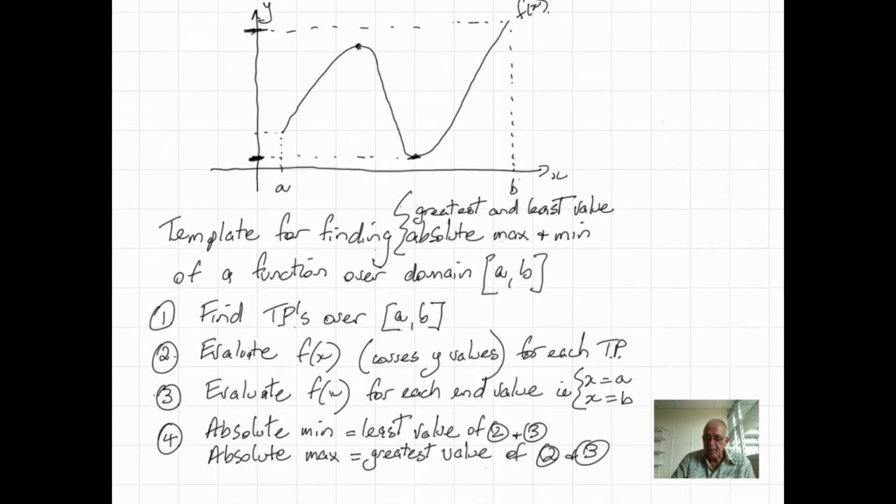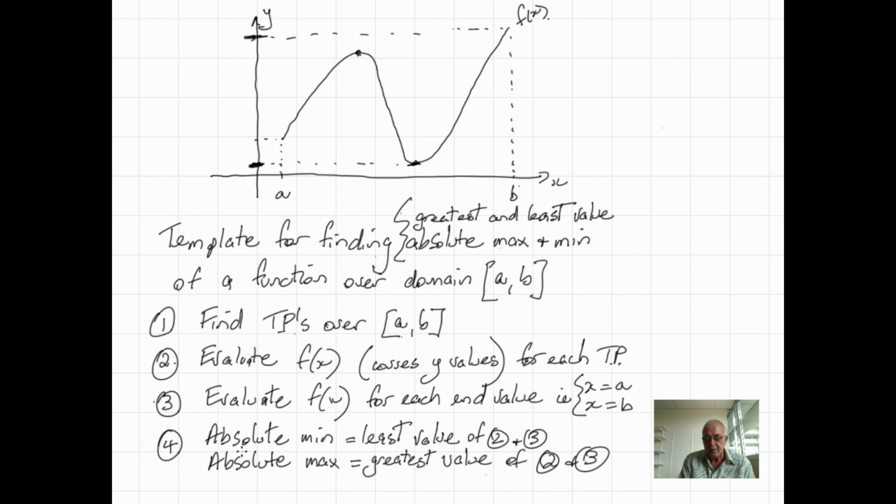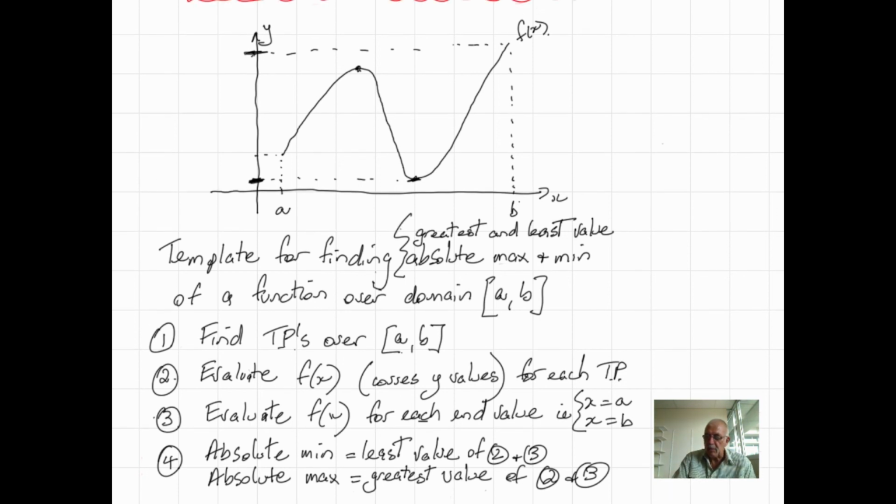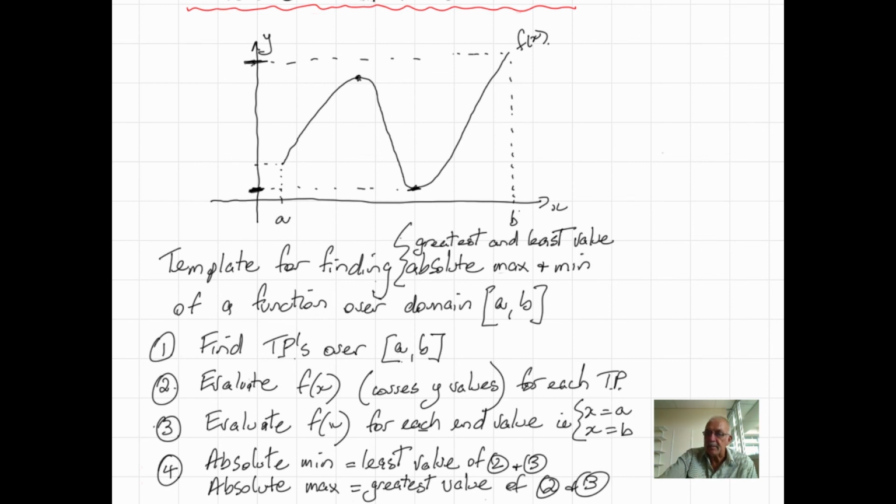Your last step of the template is to write down your answer. You scan through these two evaluations and you'll have multiple values for the function. The absolute minimum will be the least value that you've calculated, and the absolute maximum will be the greatest value that you have calculated in steps 2 and 3. So, in summary, that is a template you can work through to find absolute maximums and minimums, or another way of saying that, the greatest and least value of a function over a particular domain. In the next little video we'll go through and do an example to show you how that happens.